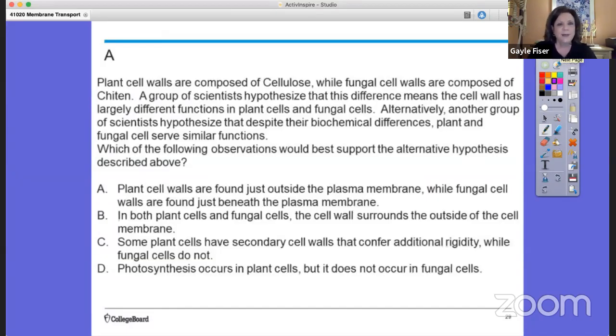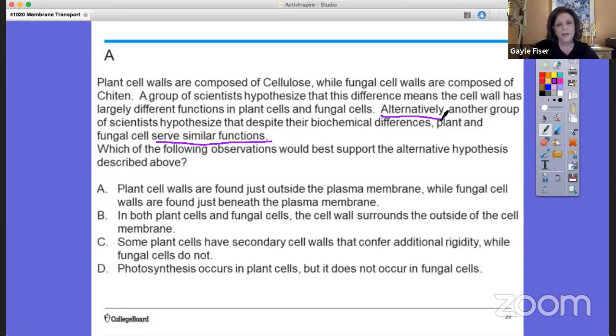Next question: plant cell walls are composed of cellulose, while fungal cell walls are composed of chitin. A group of scientists hypothesized that this difference means that the cell wall has largely different functions in plant cells and fungal cells. Alternatively, another group of scientists hypothesized that despite their biochemical differences, plant and fungal cells serve similar function, okay? So we're talking about being similar, and that's our alternative.